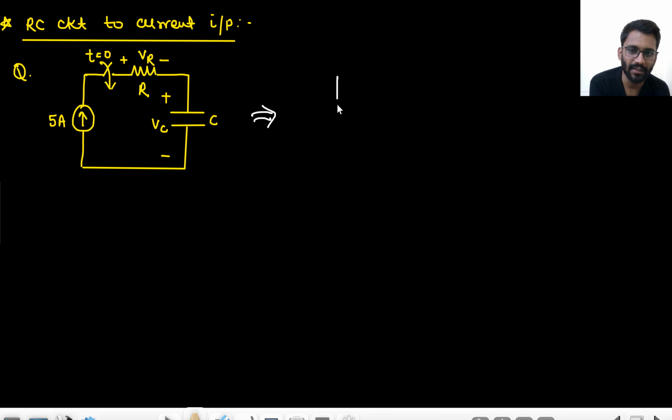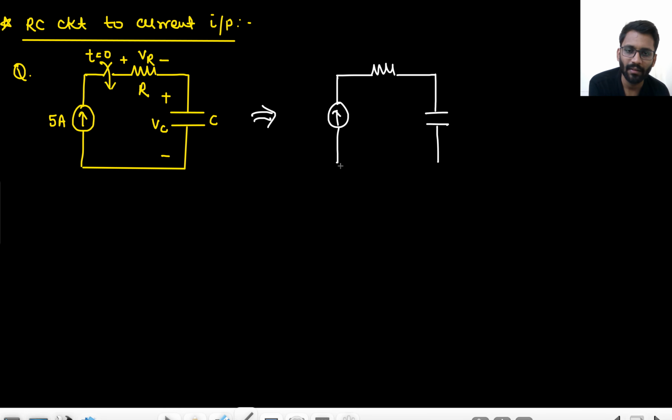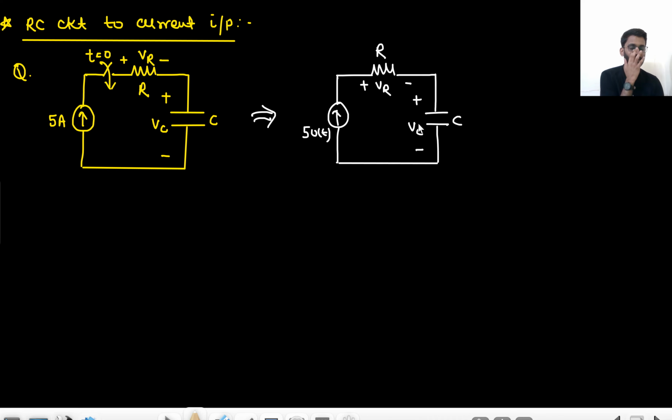Basically, you can replace the circuit with the current source, a resistance R, a capacitance C, VR and VC. The current source is 5u(t), right? Because it is closed at t equals 0. So this is given for t greater than 0 only. So this is 5u(t).